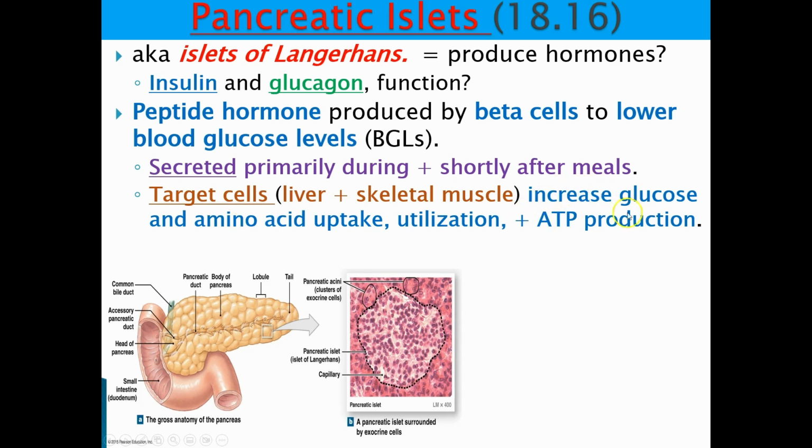So by causing glucose uptake in our liver and muscle cells, that reduces the blood glucose. So understand that concept. Insulin really is stimulating our cells after we consume a meal to absorb nutrients. That's the easiest way to think of insulin. We focus on blood glucose because glucose is going to be one of the major substances that we get in our diet, along with fats and amino acids, right? So notice, it increases glucose and amino acid uptake, utilization, and helps with ATP production.